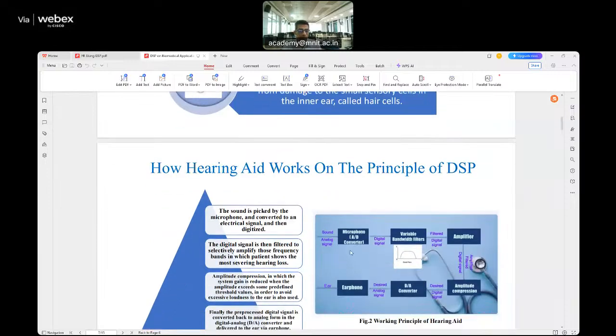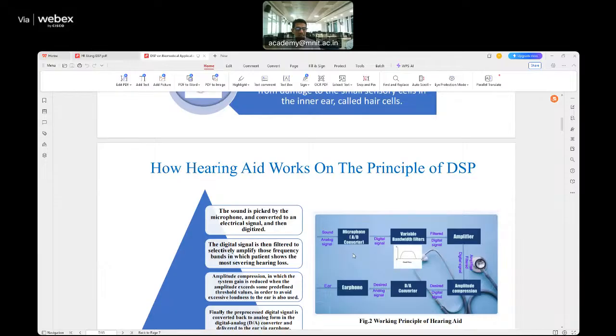How a hearing aid works on the principle of DSP has also been shown to you. The sound is basically picked up by the microphone and converted to an electrical signal. Remember, whatever the process, the best thing is to work upon an electrical signal, which has some voltage, some current. So with the help of the transducer, we convert it. And once converted, it is in our domain, an electrical signal, but not of very high magnitude.